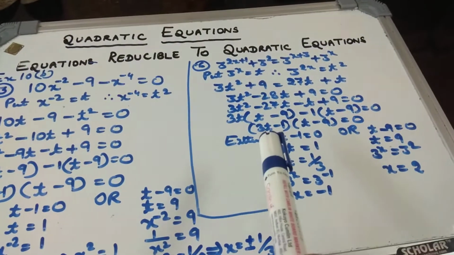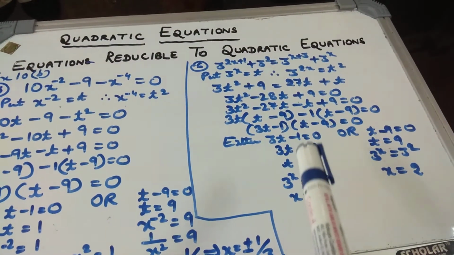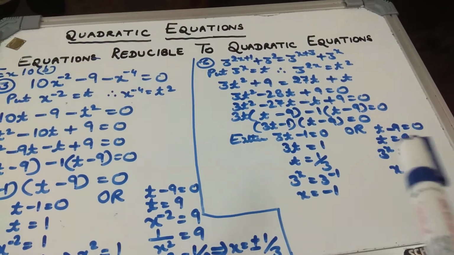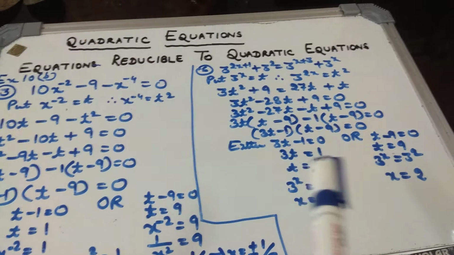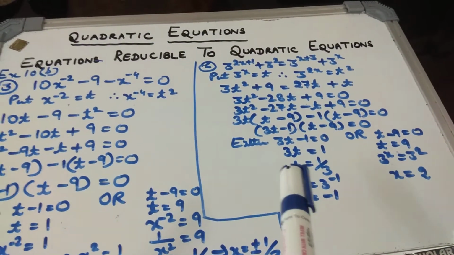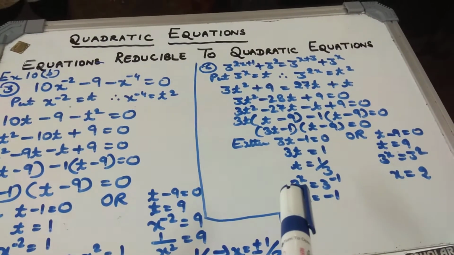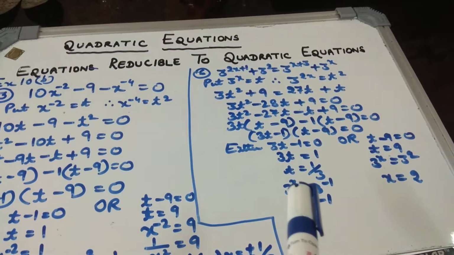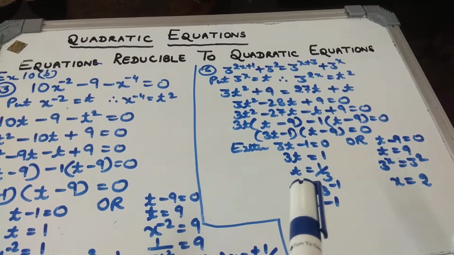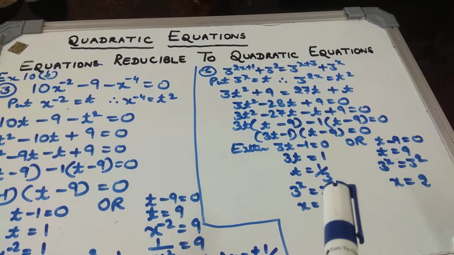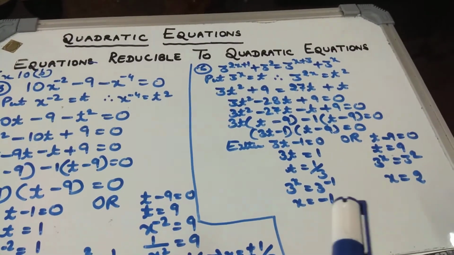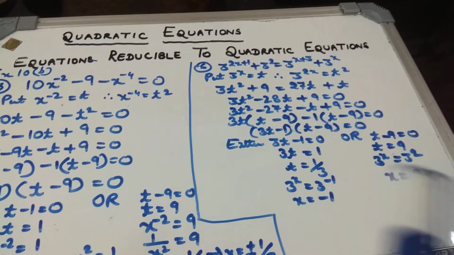Now two options will come. One is 3t equals 1. Second one, t minus 9 equals 0, so t equals 9. Now 3t equals 1 means t equals 1 by 3. And now t is actually 3 to the power x. I said you have to get the answer in terms of x. So 3 to the power x equals 3 to the power minus 1. And now the bases are the same, the powers become equal, x equals minus 1.